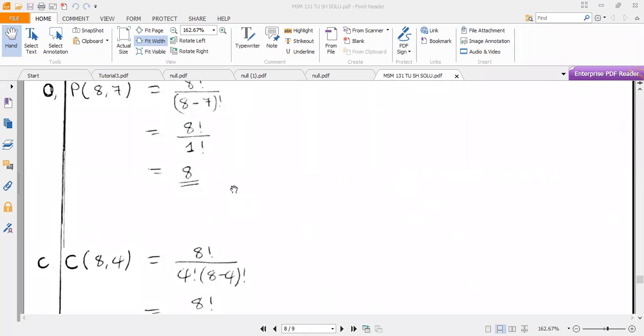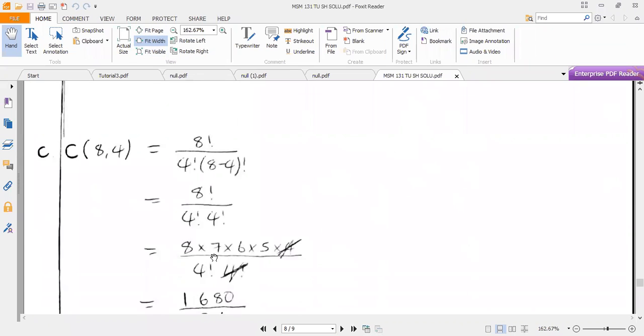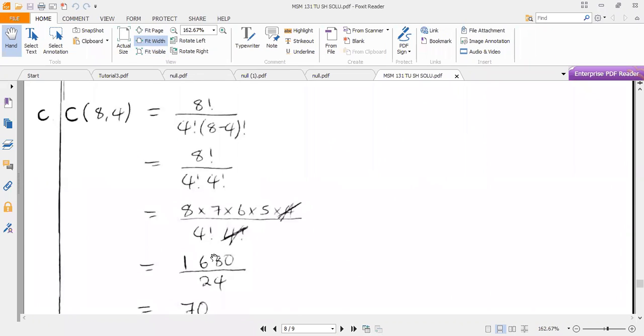All right, so the permutation, that's how we solve it. We don't add the second factorial. So we go on. Combination. For the combination, we use the formula that we used initially, 8 factorial.